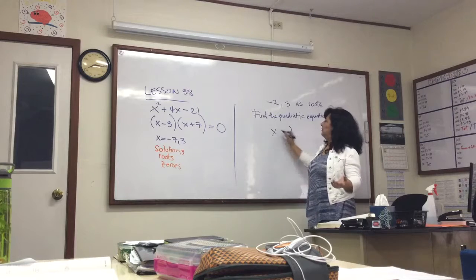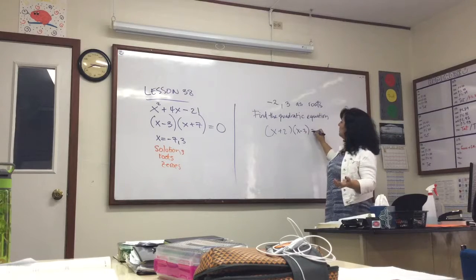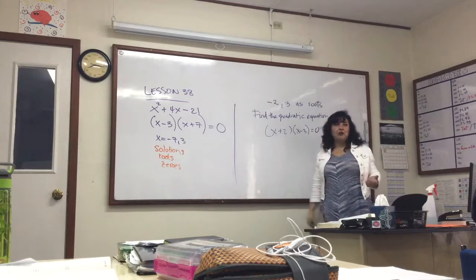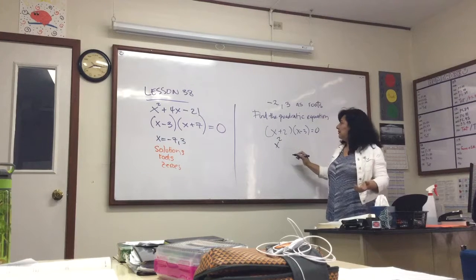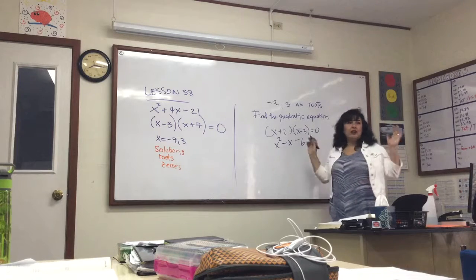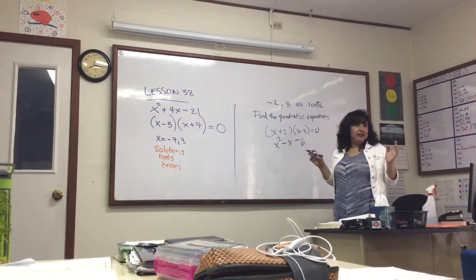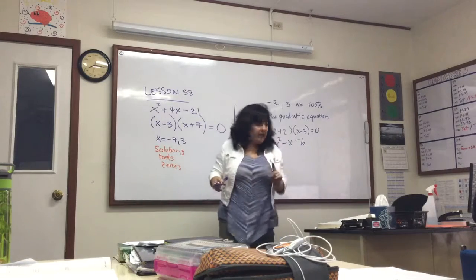No, x plus 2, because it's on the other side. You immediately think this is x plus 2, x minus 3 equals 0. So what would the quadratic equation be? x squared minus x minus 6 equals 0. Very good, and that's it. It's very easy, right?